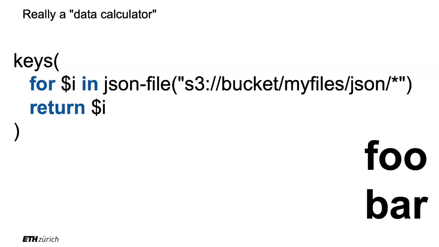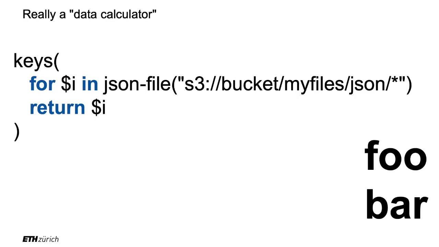Then you can start reading data sets. That's why I'm going to stop here. Here you read a data set from S3. You see you can directly pass the S3 path with the bucket and the files. Can be also HDFS, can be your local file system. You pass it to JSON file. It's automatically going to parse the JSON, iterate over it, return all the values, and keys is a built-in function of JSONic that extracts the keys.